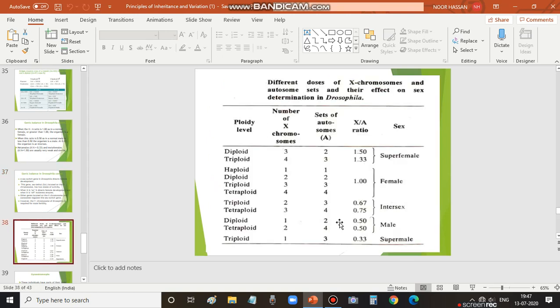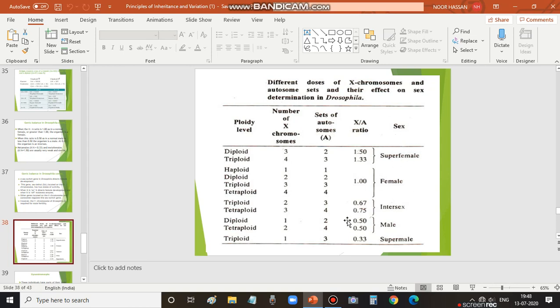So we'll move on to this chart again. This shows the ratio of different doses of X chromosomes and autosomes and their effect on sex determination in Drosophila. This is the ploidy level, whether diploid or triploid or haploid, and this is the number of chromosomes, 3, 4, 1 like that, and sets of autosomes A, that is 2, 3 like this, and this is the ratio. That is 3 divided by 2, it gives 1.5. 4 divided by 3, 1.33. So in that case, the sex is super female.